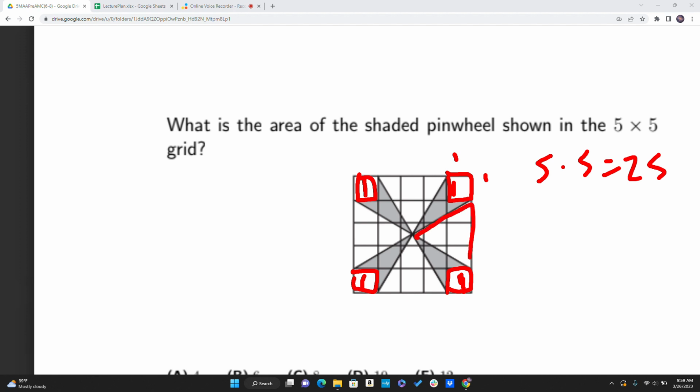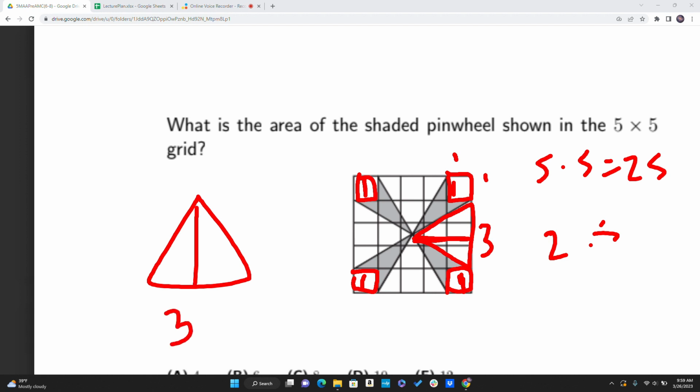Okay, what about this triangle? We see that the triangle has a side length of 3, and then this middle part goes to the middle of the 5x5 grid, so it's going to take up half of that, because it's going to the middle, so it's taking half the distance of the whole thing. So it's going to be 5 divided by 2, 2.5 is that distance. Right, so now we've got a triangle with base 3, and a height of 2.5.